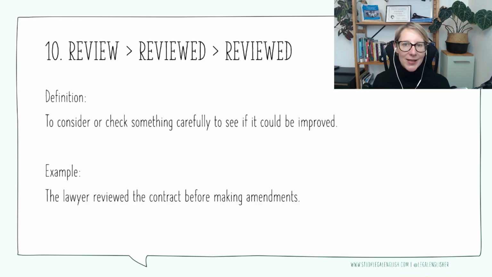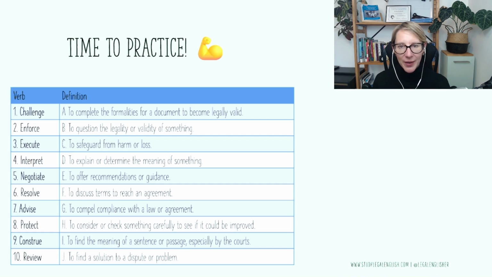Let's look at an example sentence. The lawyer reviewed the contract before making amendments. You had to check the contract to see, do we agree with this? Do we not agree with this? And then suggest amendments for the other side, again, to review those amendments and to either accept or reject those amendments.